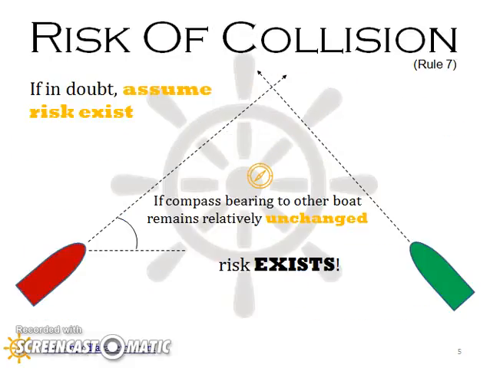Right, let's move on to risk of collision. This is based on rule 7. In essence, if you're driving and you see a boat, if in doubt, the best is to assume that a risk exists. So this is being cautious. But then how do we determine it? You get a compass bearing of your boat to the other boat. If it remains relatively unchanged, then the risk exists, so you've got to be prepared to make any actions.